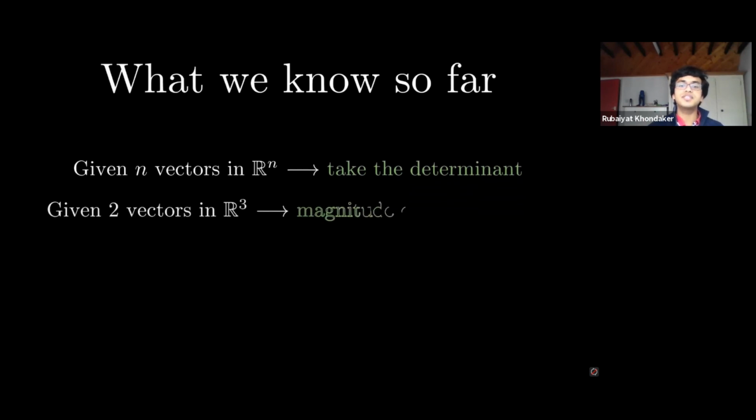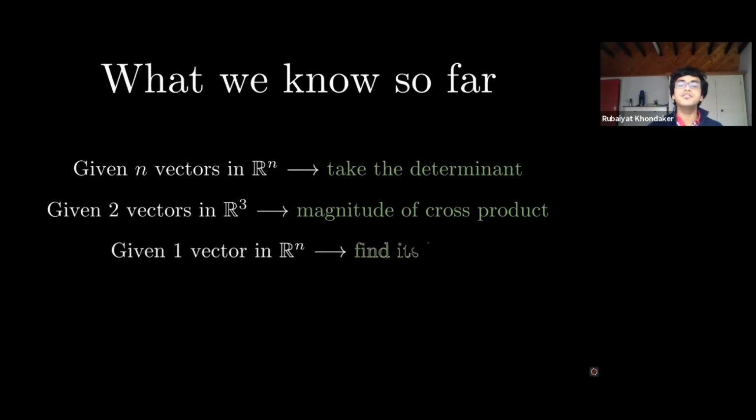If you're given two vectors in 3D space, then you can use this operation called the cross product to get a third vector, which is perpendicular to both of them, obeys the right-hand rule, and also its length happens to be the area of the parallelogram spanned by those two vectors. What else? I guess technically, if you're given a single vector, you can find its length, which is like a one-dimensional volume, but that doesn't really fit in.